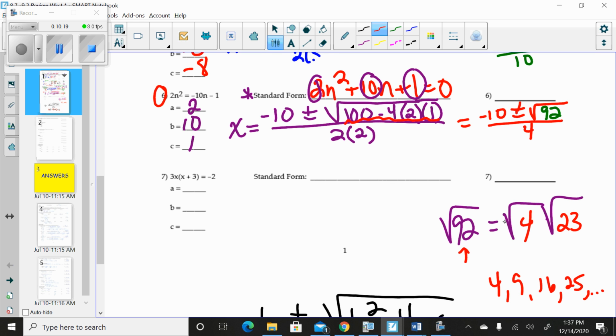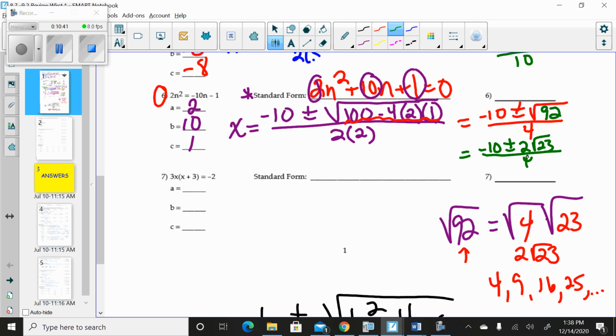So remember how to simplify these then. Do the one you can. Square root of 4 is 2. So this is the same as 2 times the square root of 23. Okay, so how does that help us? Well, now we have negative 10 plus or minus 2 times the square root of 23 all over 4. So we've simplified that radical a little bit.